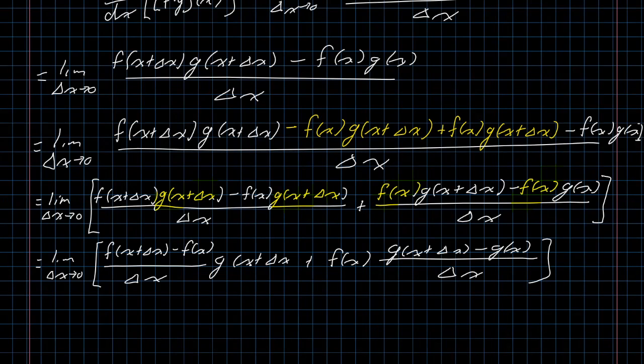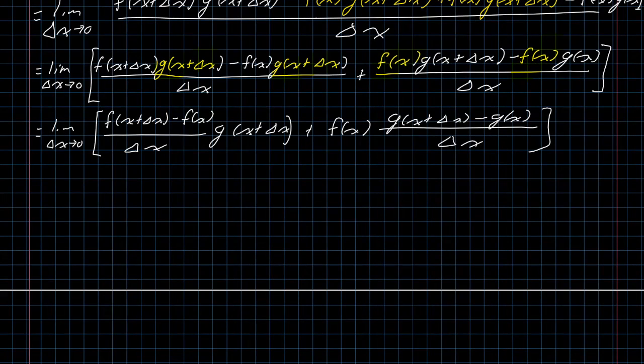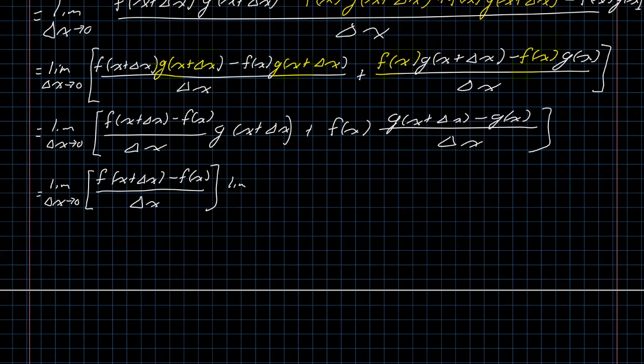And then I'm going to use properties of limits. Limit of a sum is the sum of the limits. Limit of a product is the product of the limits. And this is separately. Once again, I hope I can fit this all on the screen. But I've got the limit as delta x goes to 0 of the first part times the limit as delta x goes to 0 of g of x plus delta x. And then f of x doesn't have a delta x at all, so I can just leave that alone. And the limit as delta x goes to 0 of that last bit.